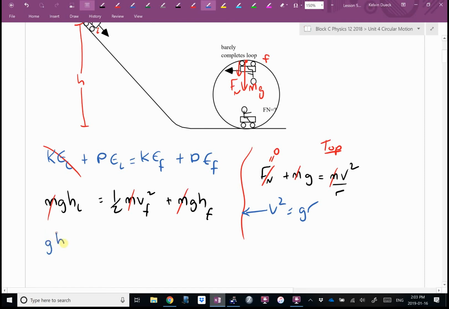g h initial equals 0.5 gr plus g. Don't write h final.